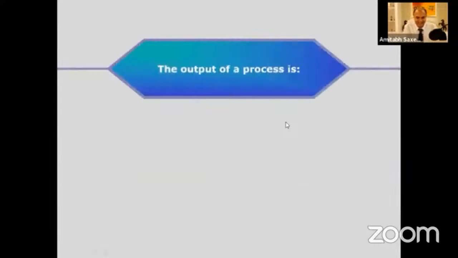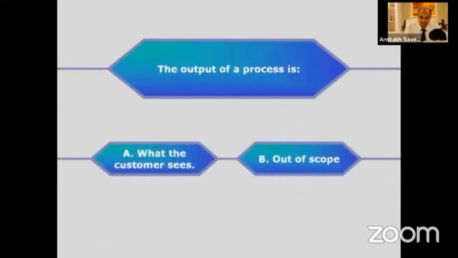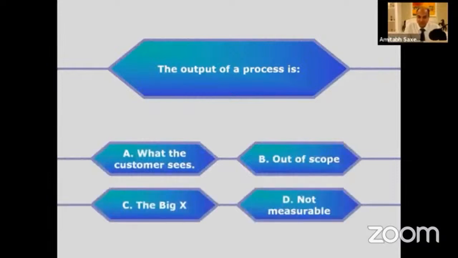Okay. Next question. Output of a process is what the customer sees, out of scope, the big X, not measurable. Output को किस अन्य नाम से जाना जाता है और क्या होता है ये output? Yeah, just to have some fun. Yeah, so most of you have given the right answer.